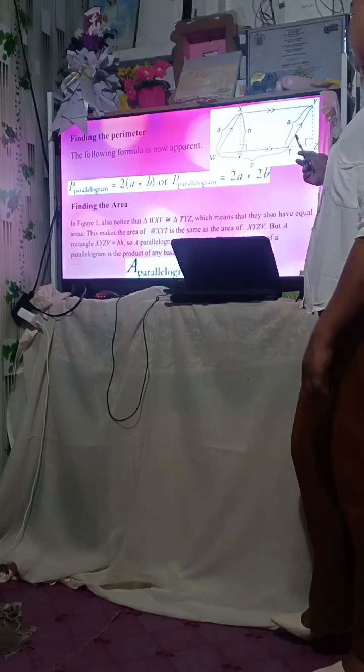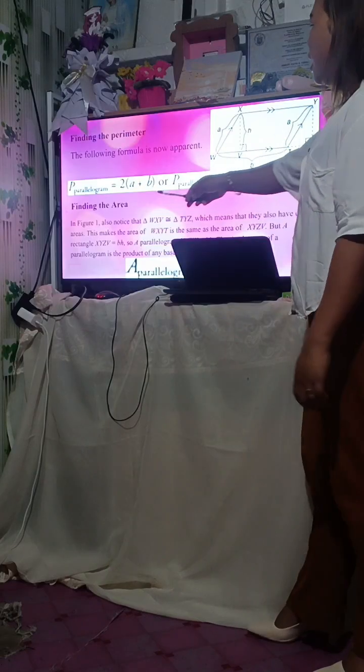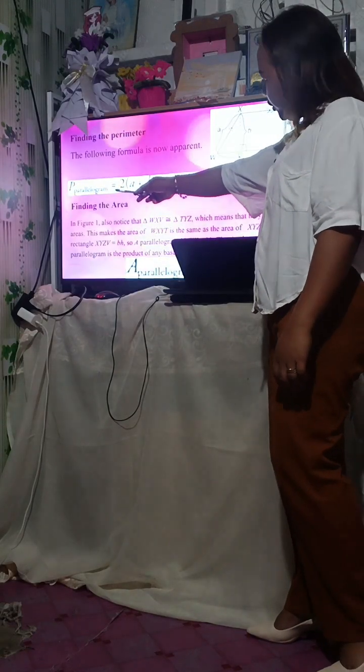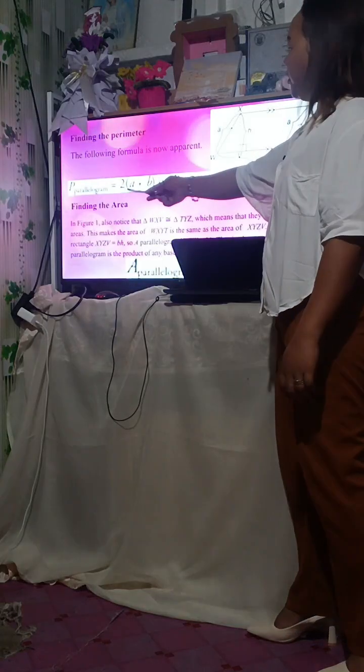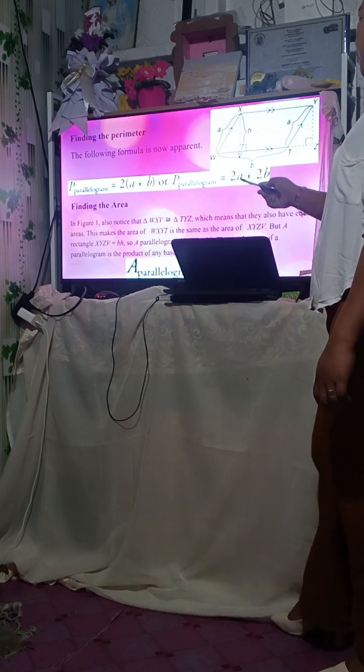So in finding the perimeter of the parallelogram, we use the formula: perimeter of parallelogram is equal to 2 times the quantity of A plus B, or perimeter of parallelogram is equal to 2A plus 2B.